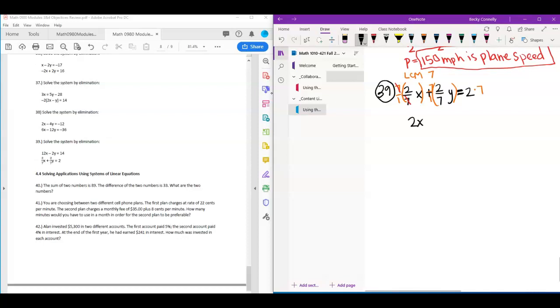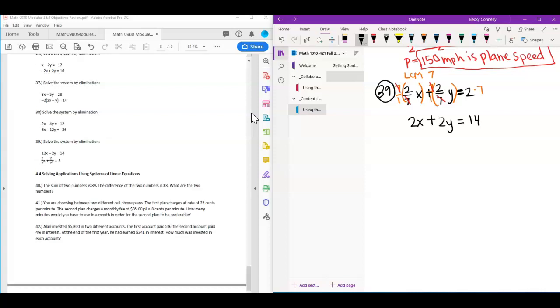And then on this next term, those 7s again divide out, leaving me with no denominator, which is totally awesome. And then I have plus 2y equals my 2 times 7, which is 14. Okay, so now, and I did that work first because I noticed that that one had fractions, but the other one didn't.